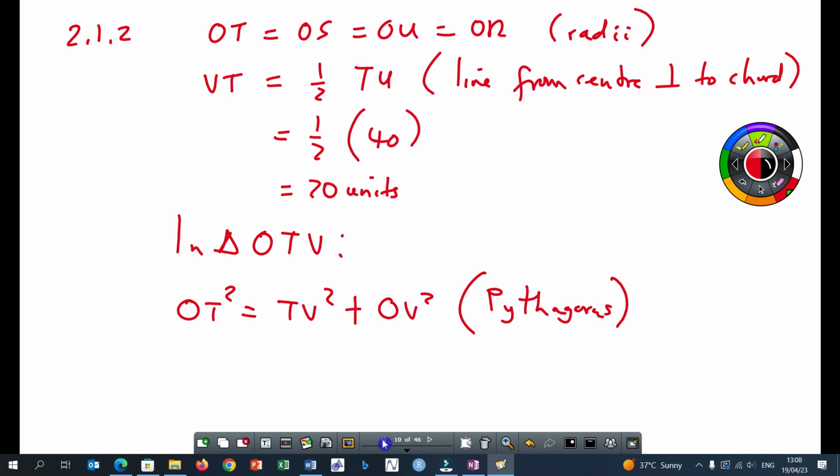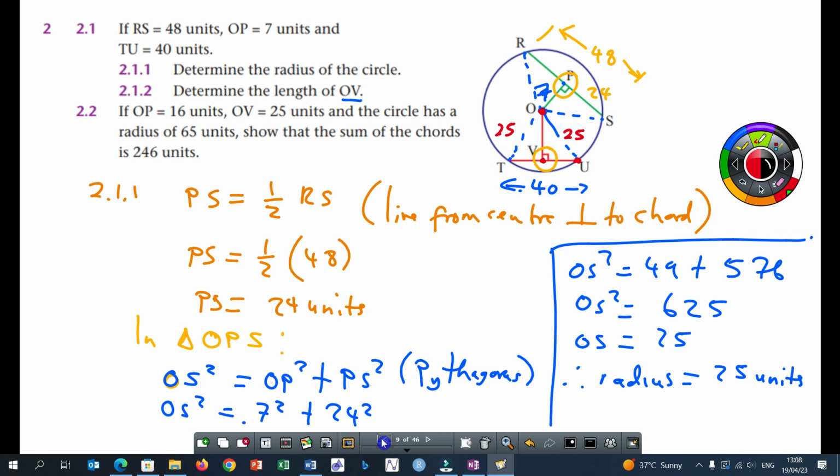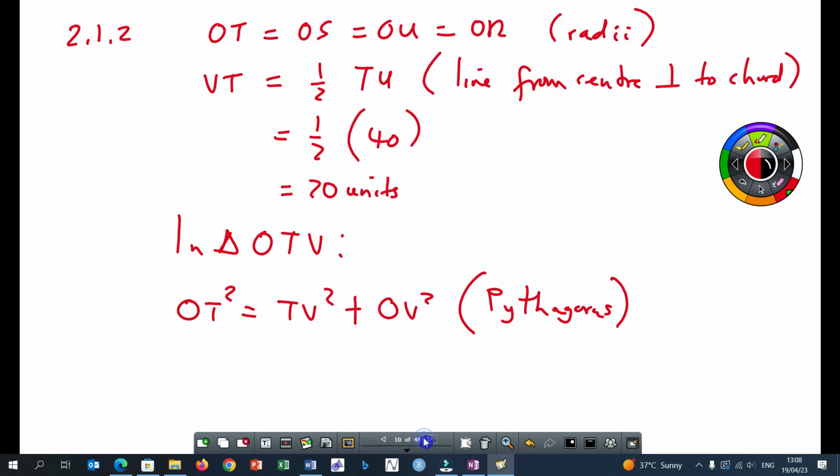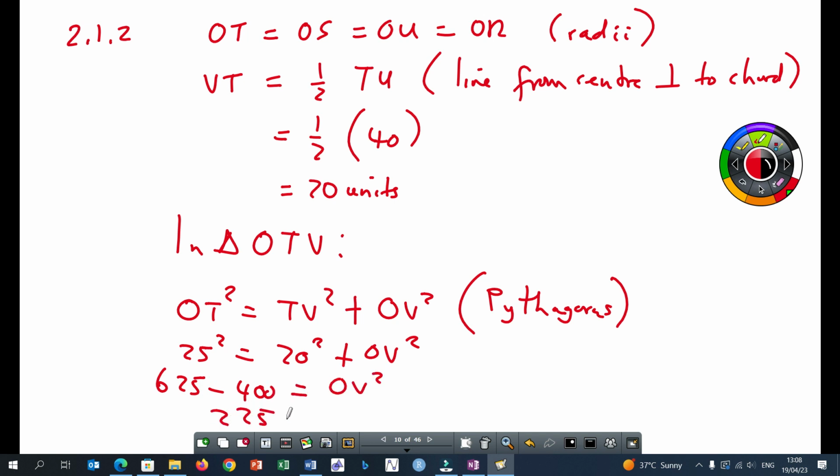Okay? If you need to write it, Pythagoras is the same. So I'm going to get OV. Here my OT is going to be 25. Remember, your hypotenuse is always the longest side in any right angle triangle. So OT squared is going to be 20 squared plus OV squared. So this will give me 625 minus 400. So I'll get 225. So what this means is that OV is going to be 15 units.